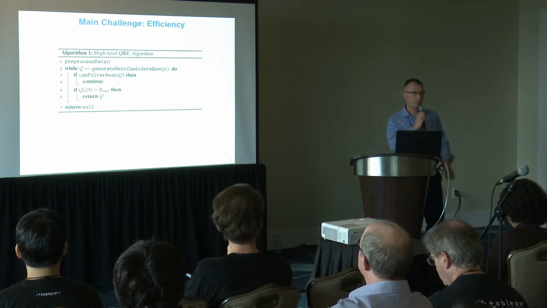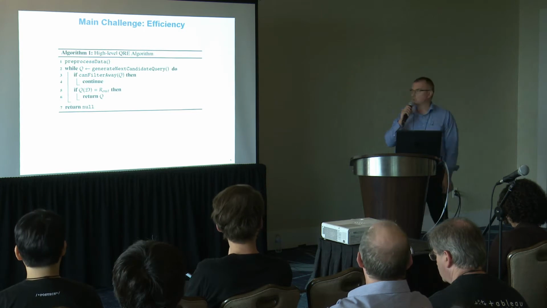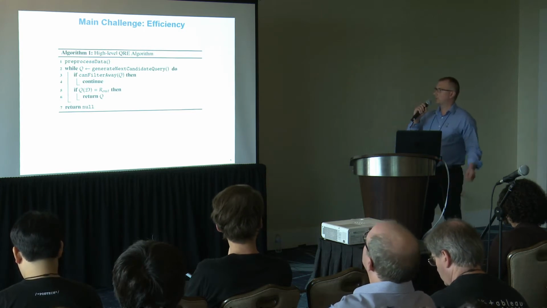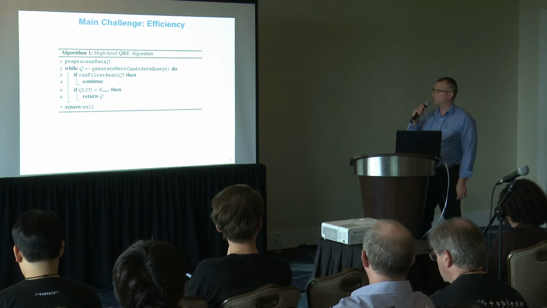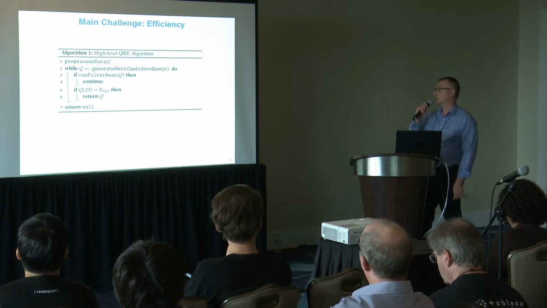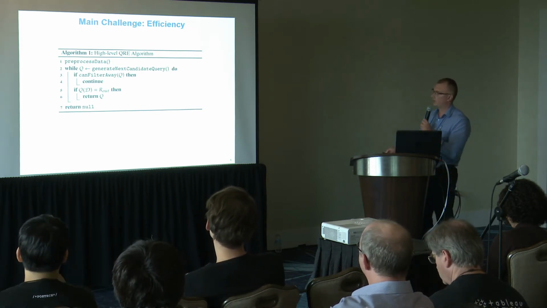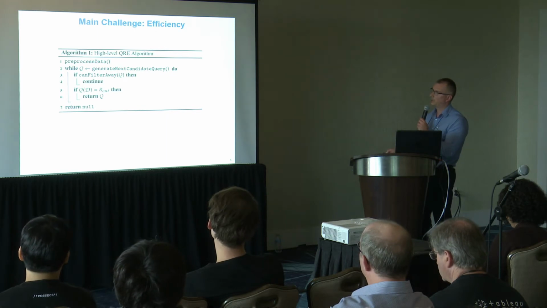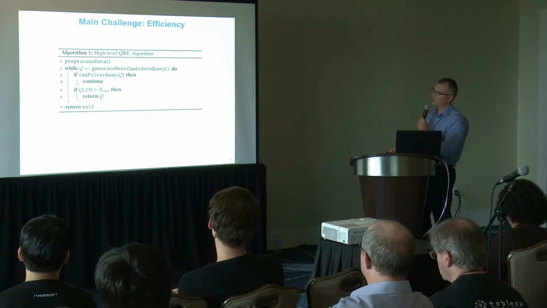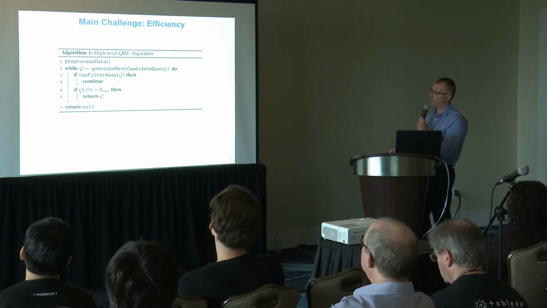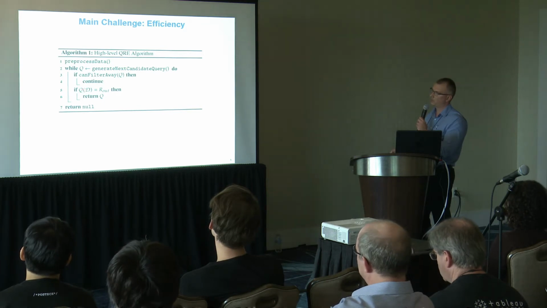The main challenge for QRE is efficiency. To understand why this is the case, let us consider this high-level pseudocode for how many query reverse engineering algorithms work. First, they do some kind of pre-processing, building indexes and so forth. Then there is a magic black box that generates candidate queries. Then you have some kind of filtering mechanism that tries to filter away wrong candidate queries. And then you have this test: you take the candidate query, apply it to the database, and see if it results in Rout or not.